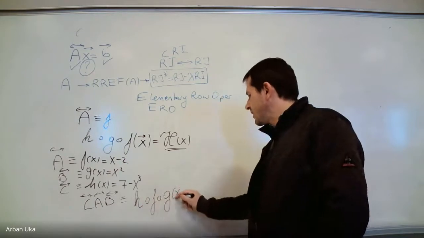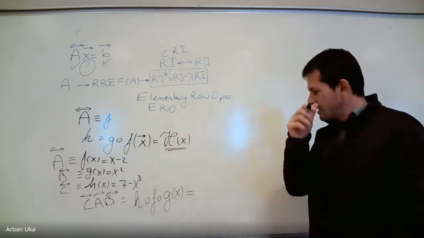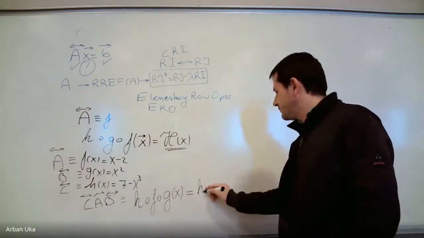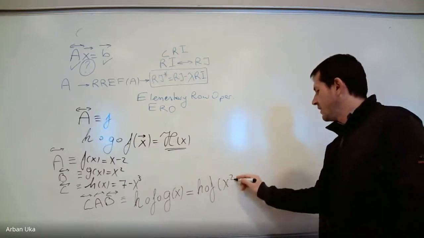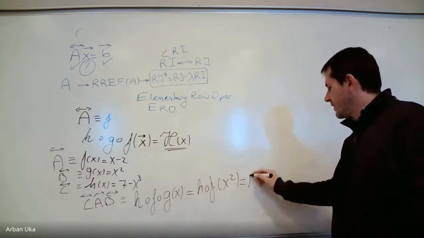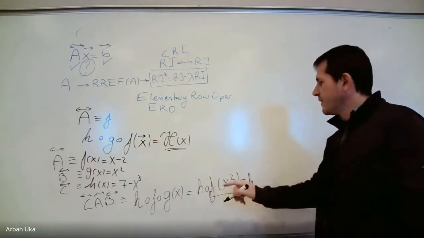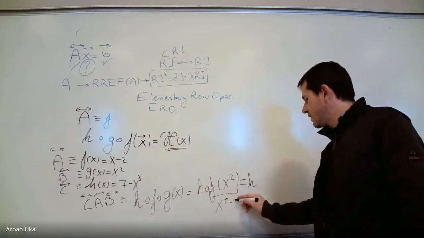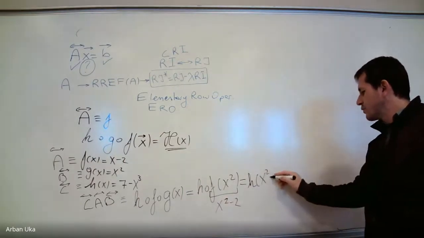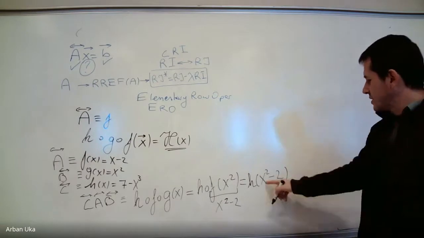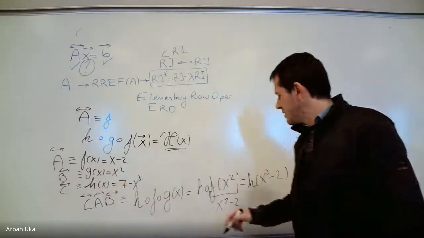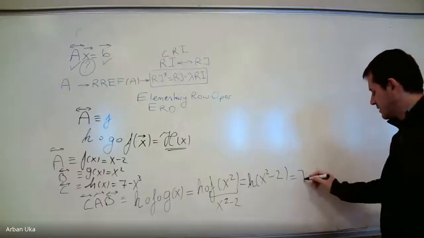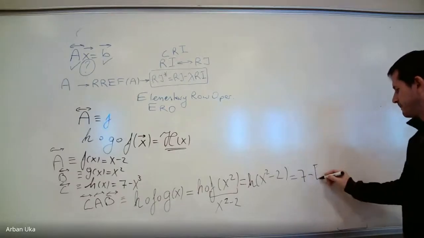And these are applied on this x, and let's see what we get. What is g of x? G of x is x squared. So we have here h of f of x squared. What is f of x? F of x is x minus 2. So we get here x squared minus 2. So this is h of x squared minus 2. What is h of x squared minus 2? This is equal to, who can help me here? 7 minus x squared minus 2 to the power of 3.